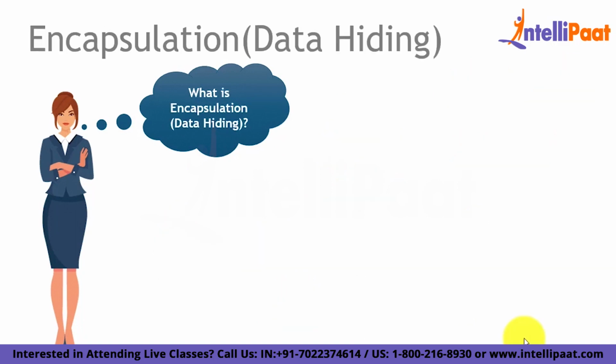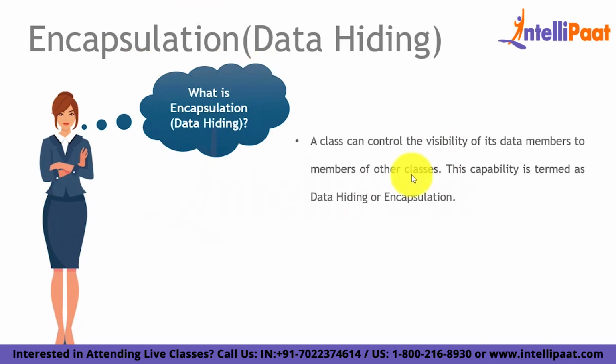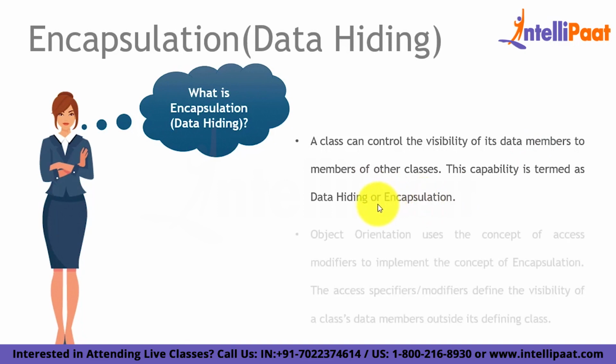So let us talk about each OOPS concept in depth. The very first one I'm going to talk about is encapsulation. It says a class can control the visibility of its data members to the members of other classes. This capability is termed data hiding or encapsulation. So how we control the visibility of its data members or member functions to the members of other classes, that is what is known as encapsulation.